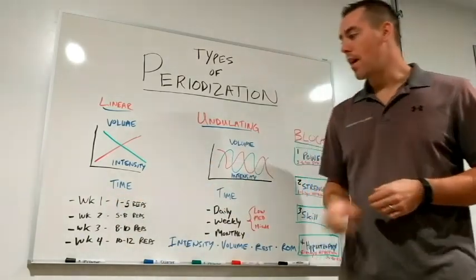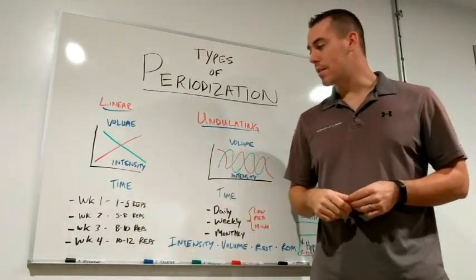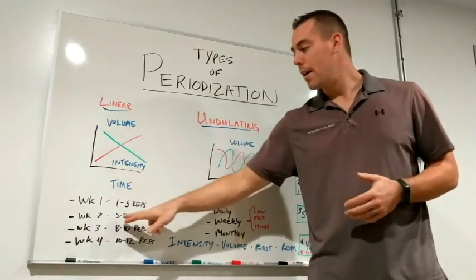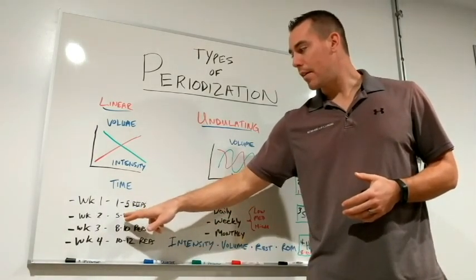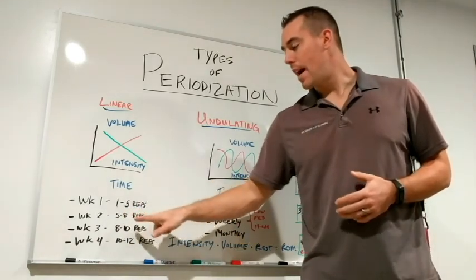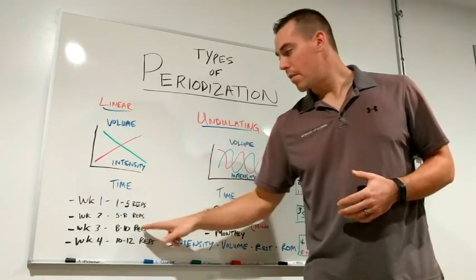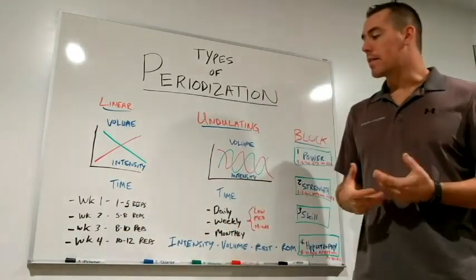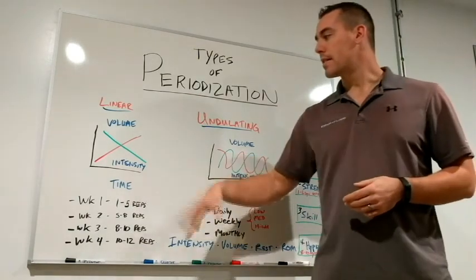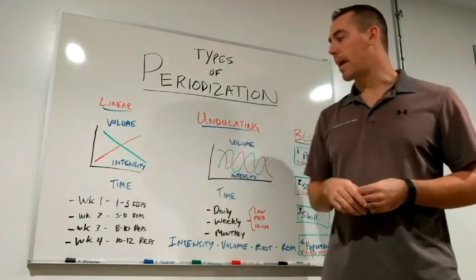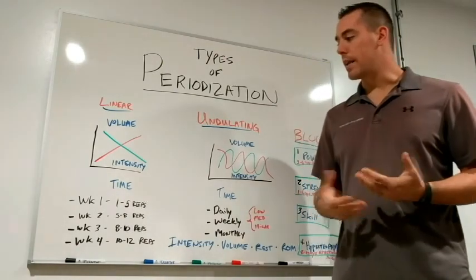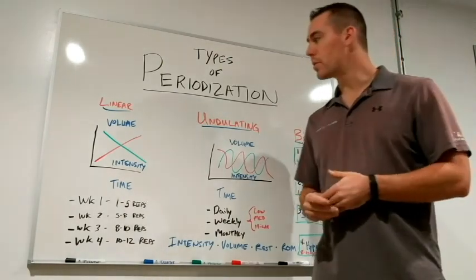You might do the first week at 1 to 5 reps of intensity, and then you're progressing up in volume or number of reps and decreasing that load or intensity as you go through week 3, 8 to 10 reps, and then week 4 is 10 to 12. So hopefully that makes sense. Again, it's just a game plan on how to progress stresses on your body to create adaptations to reach your goals.